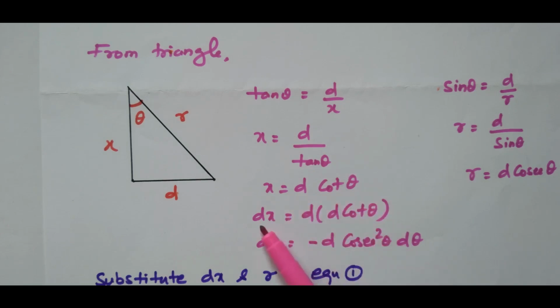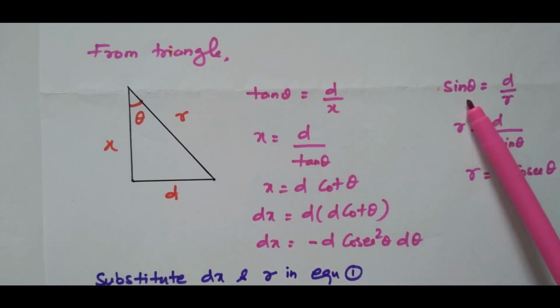But what we need is dx. So we need to differentiate on both sides. So dx equal to differentiation of d cot theta. So dx equal to minus d. The differentiation of cot theta is minus cosecant square theta d theta. So dx equal to minus d cosecant square theta d theta.